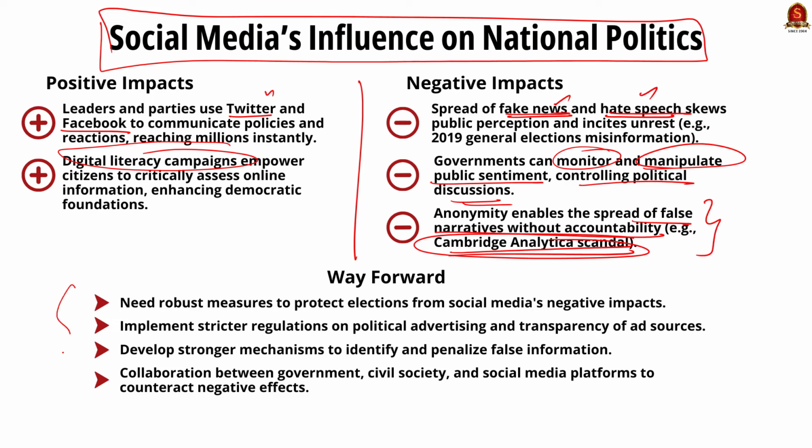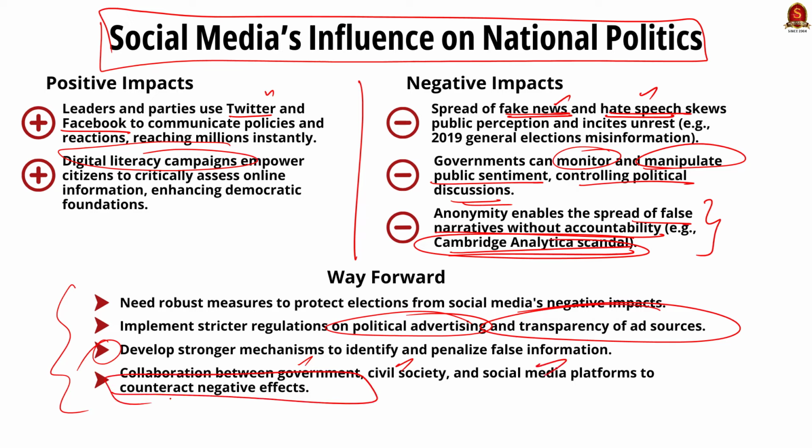Now see, in response, there is a pressing need for the robust measures to safeguard the electoral process from the adverse impact of social media. This includes stricter regulations on political advertising, enhanced transparency regarding the source of online advertisement, and stronger mechanism to identify and penalize the spread of false information. Additionally, collaboration between the government, civil society, and social media platforms are crucial to develop more effective strategies to counteract the negative impact of social media on the elections.